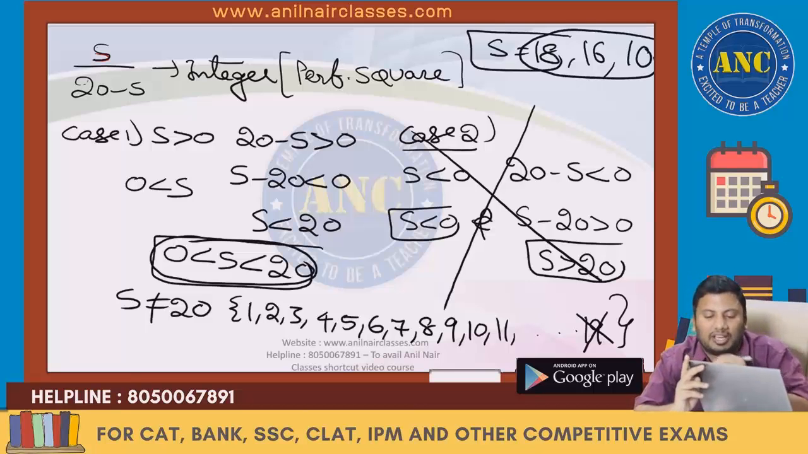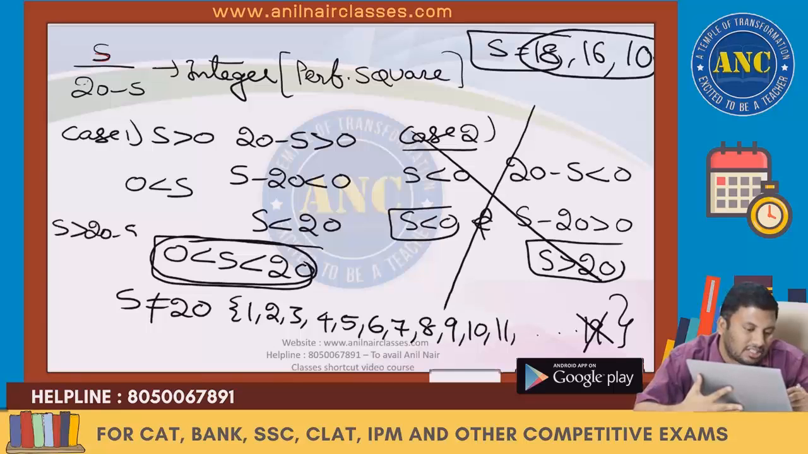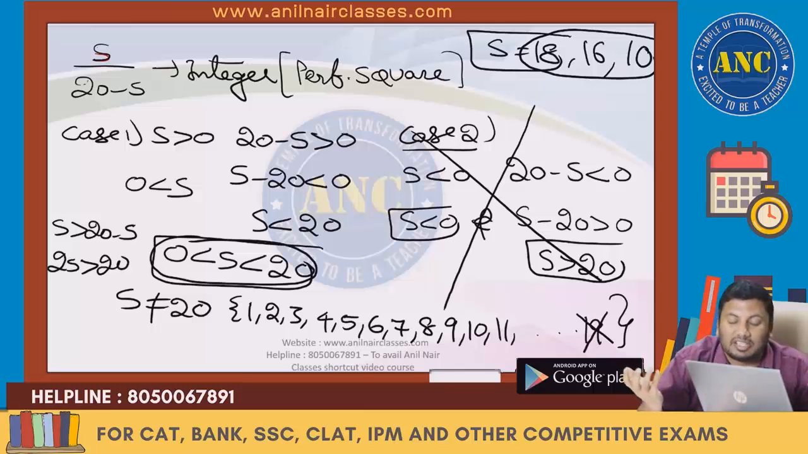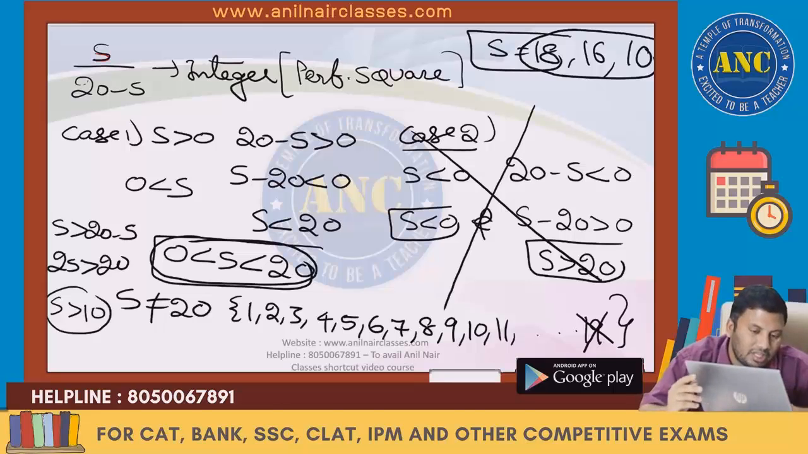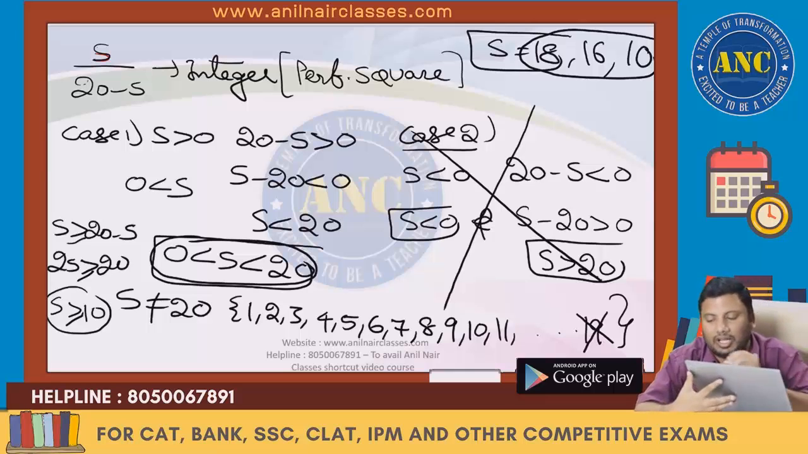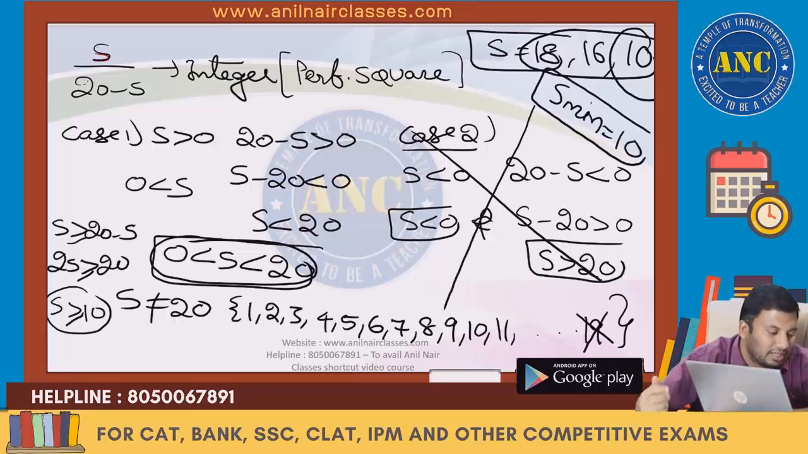So the values of s it can take: now, I cannot take s less than 20 minus s, so s should be greater than 20 minus s. 2s is greater than 20, because a perfect square is derived out of a square of a natural number or a whole number. 1 by 4 is not a perfect square. s should be greater than or equivalent to 10. So the lowest value of s that will make it a perfect square is 10. I hope it is clear.